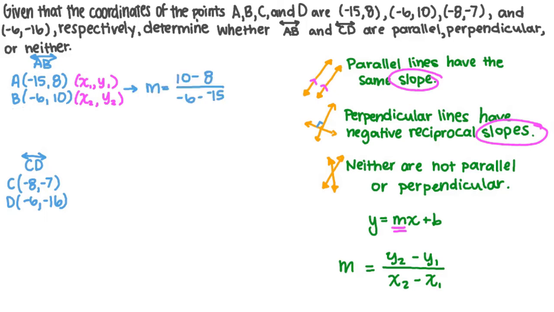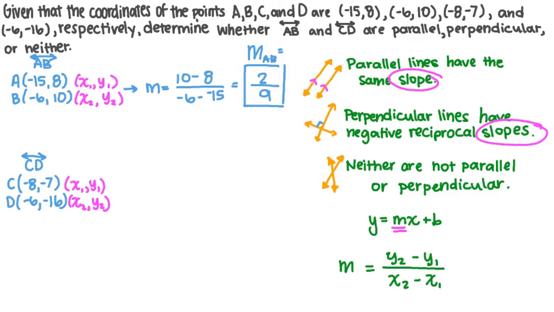Then the slope will be 10 minus 8 over negative 6 minus negative 15. 10 minus 8 is 2. Negative 6 minus negative 15 is negative 6 plus 15, which is positive 9. So we can say that the slope of line AB is 2/9. We repeat this process for line CD.